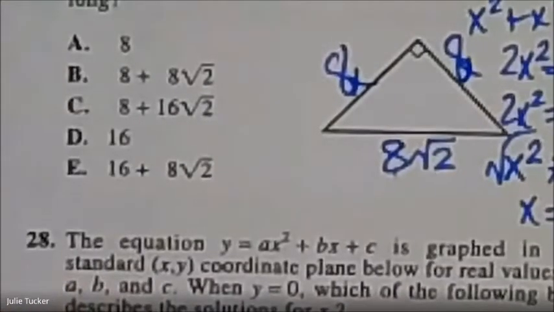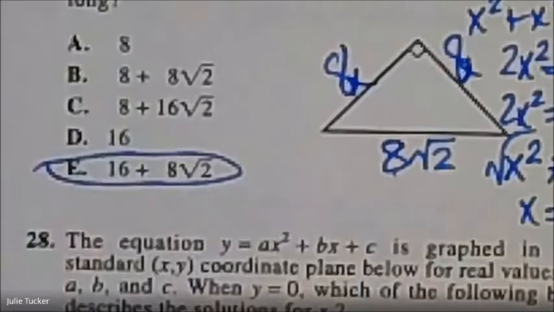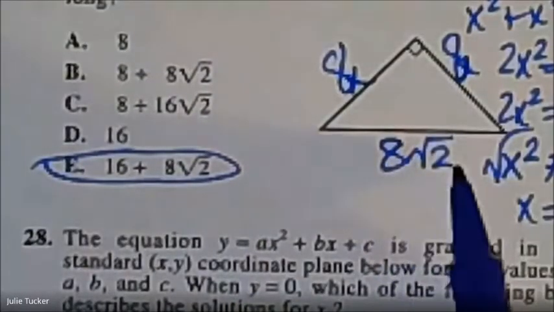So then you want to see the answer choices now? Which one is it? They want the whole perimeter, all 3 sides added together. Right? Because you have to do the 8 plus the 8 and then plus 8 square root 2. So that's the answer.